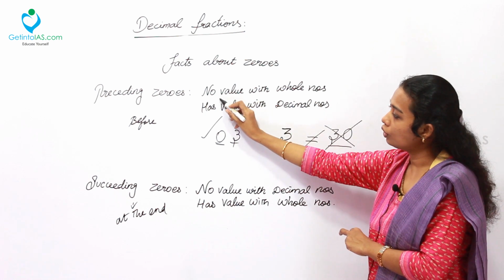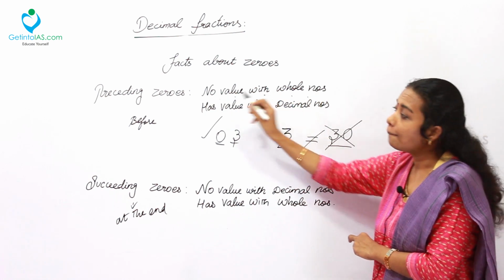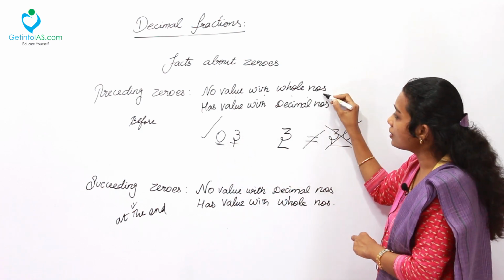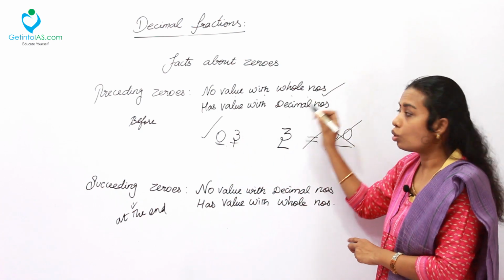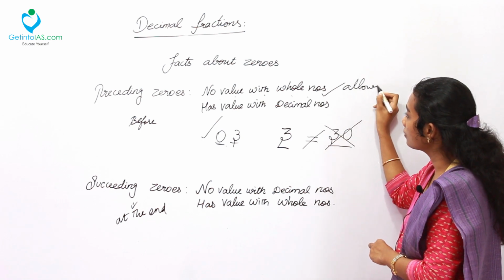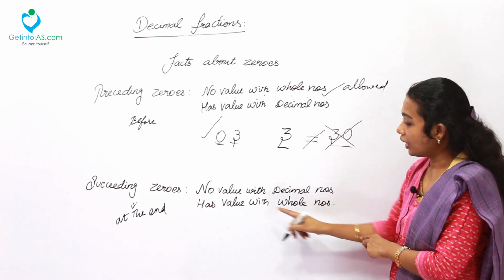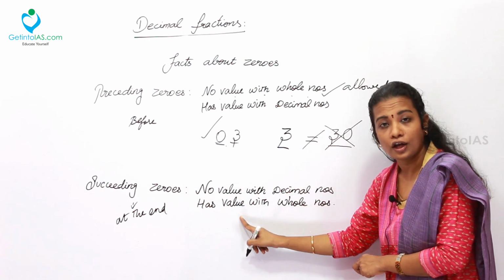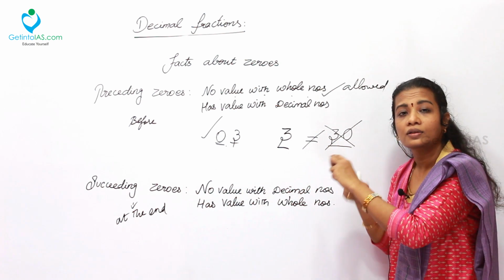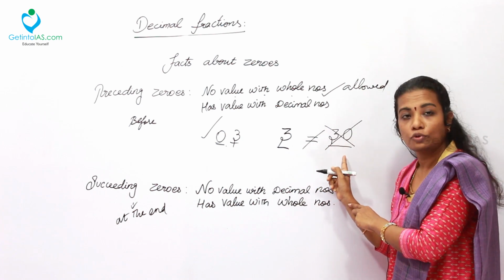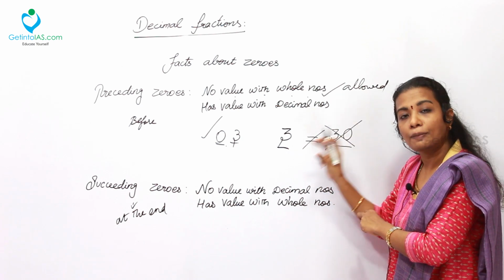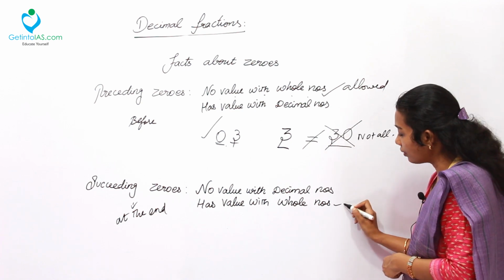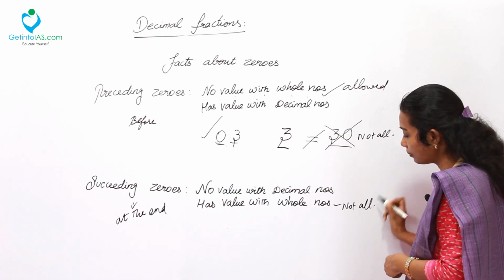So here, no value with whole numbers. Preceding zeros, yes, preceding 0 is given. In front of 3 I have written it, it has no value, so it is allowed. And at the same time, succeeding zeros in case of whole numbers have value. Has value means the 3's position changed and 0's position also changed. It is giving a separate value of 30, which is not allowed. So I can simply write here: not allowed.